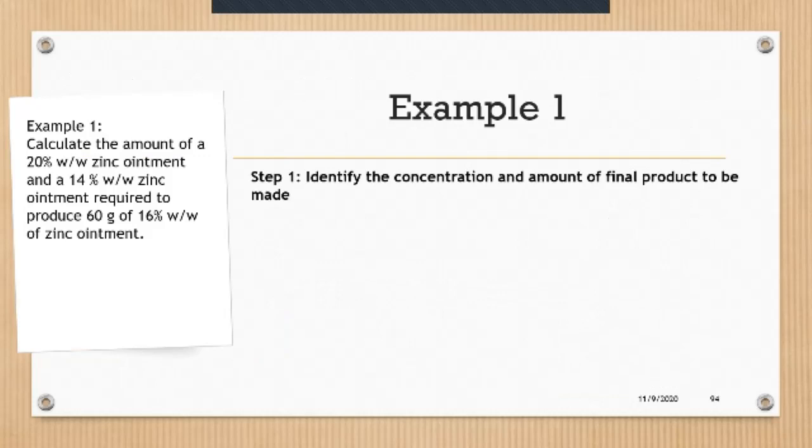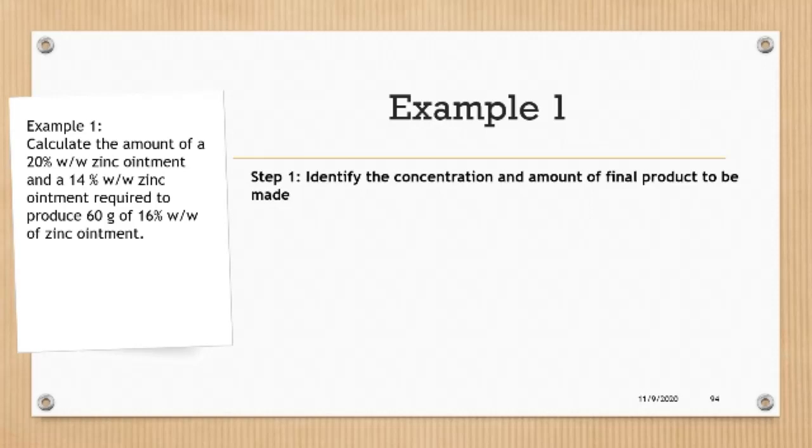Calculate the amount of a 20% zinc oxide ointment with 14% zinc oxide ointment required to produce 60 grams of 16% weight in weight of a zinc oxide ointment. We have to look at this question, and I want to camp out on the wording of the question, because this is what some students have a challenge with.